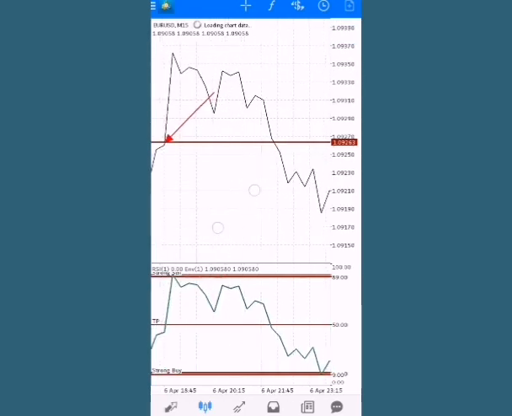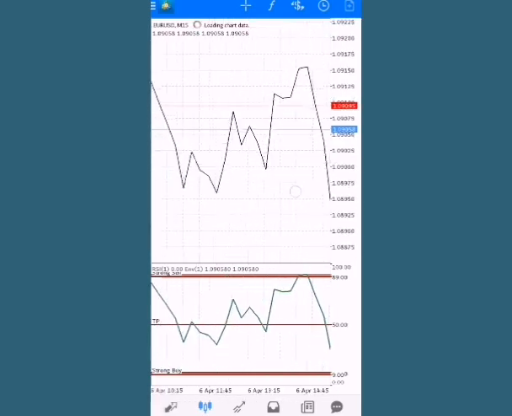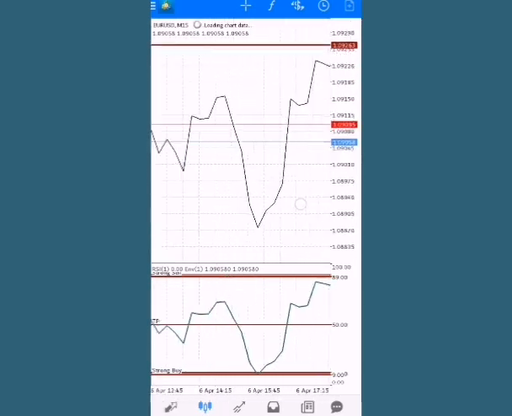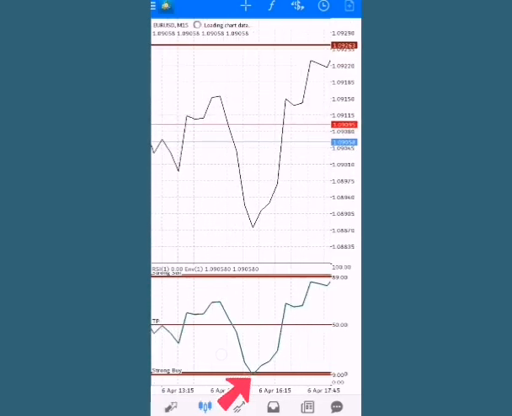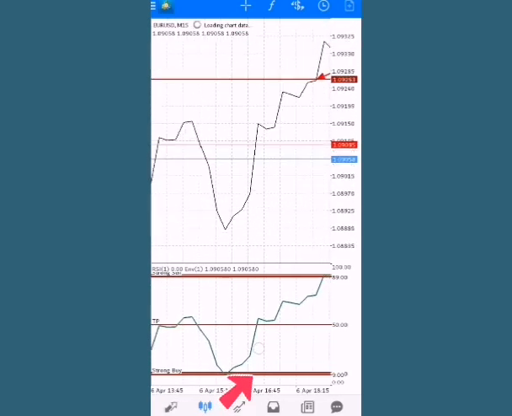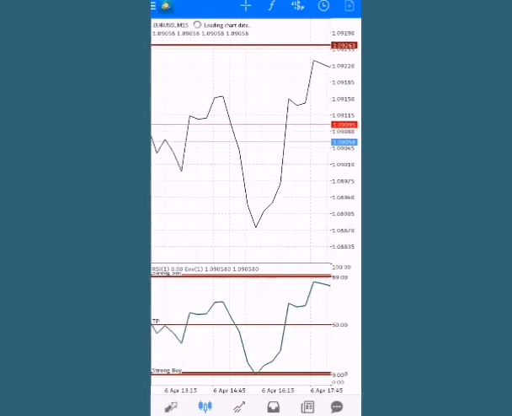Let's find more examples. I'm going to zoom out so that I'm able to see. Okay, let's look at the bottom. It looks like a signal. Right here on the bottom, price touched the 10 level, which is our first confirmation for a buy.